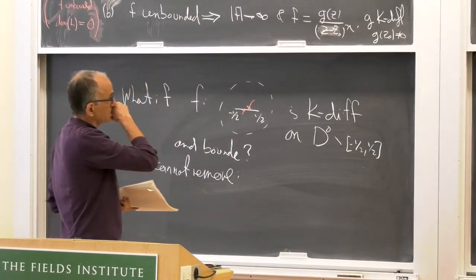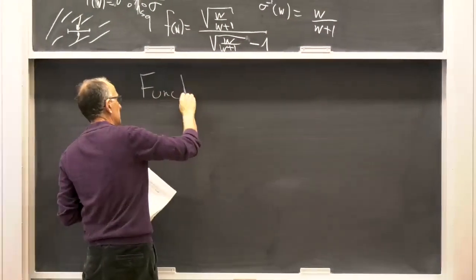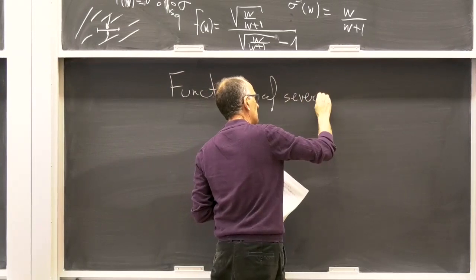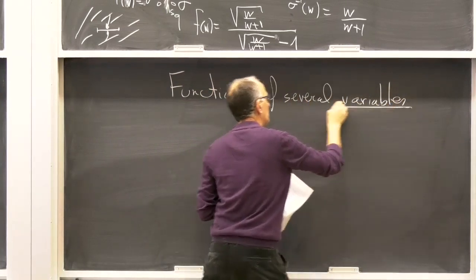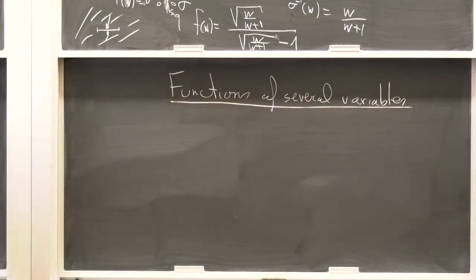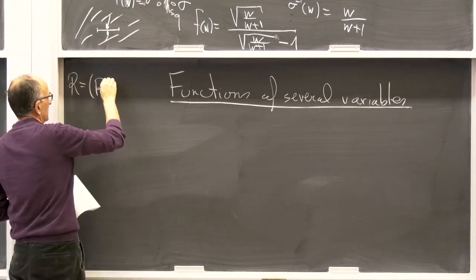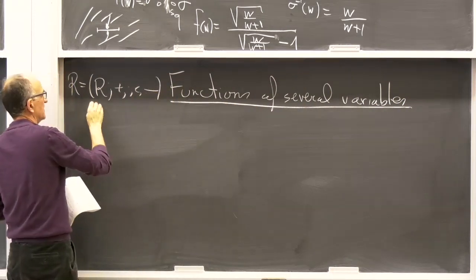All right. So now I'll talk a bit on functions of several variables, and now it will be mostly listing definitions and results. So again, I work in an arbitrary o-minimal expansion of a real closed field.